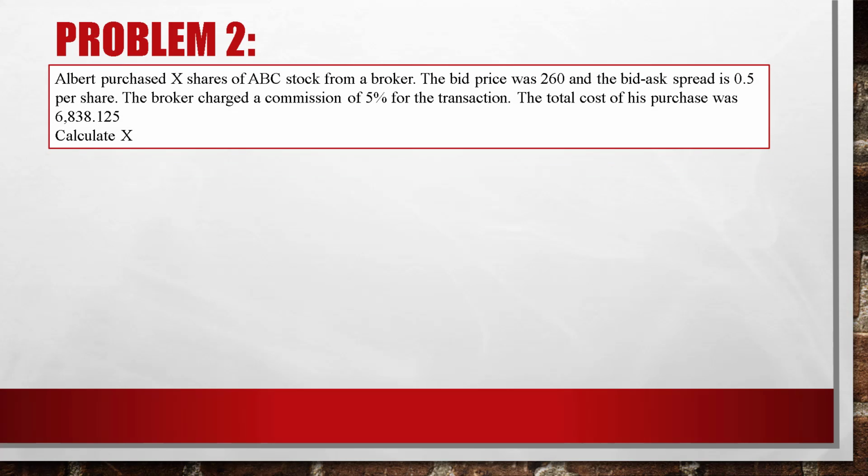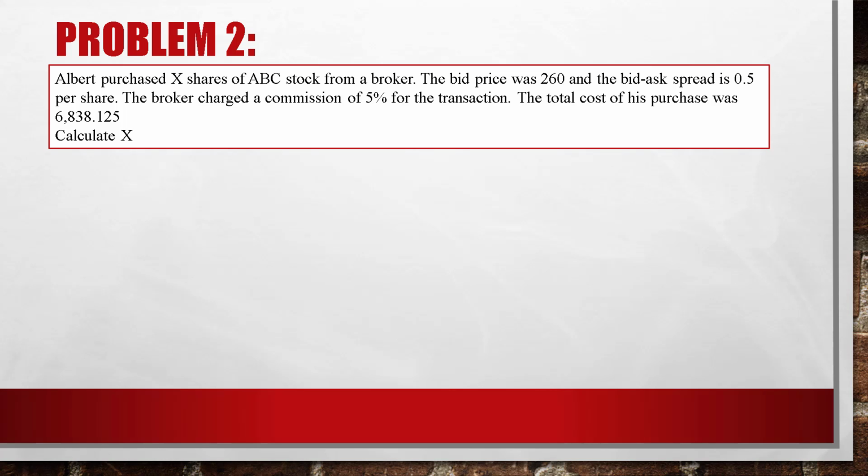Problem 2. Albert purchased X shares of ABC stock from a broker. The bid price was $2.60 and the bid ask spread is 0.5 per share. The broker charged a commission of 5% of the transaction. The total cost of his purchase was $6,838.125. Let's calculate X. This is a very easy problem.